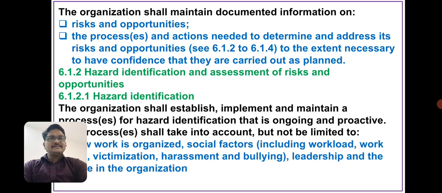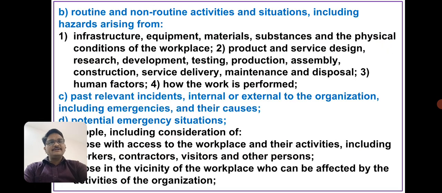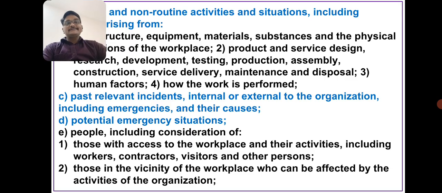Now, next, hazard identification must consider past relevant incidents, internal and external to the organization, including emergencies and their causes. Next are potential emergency situations and people, including consideration of those with access to the workplace and their activities, including workers, contractors, visitors, and other persons, and those in the vicinity of the workplace who can be affected by the activities of the organization.